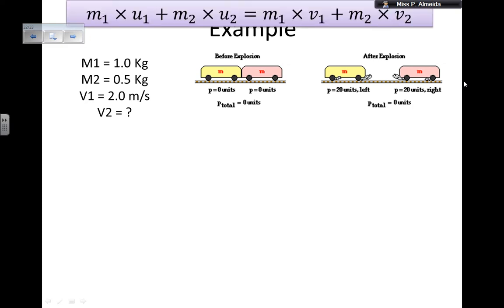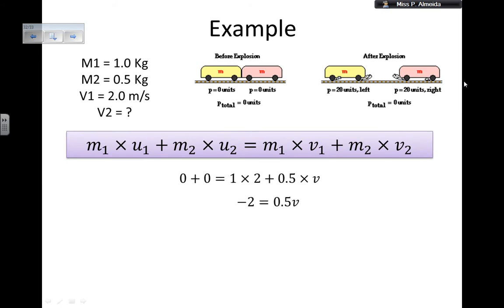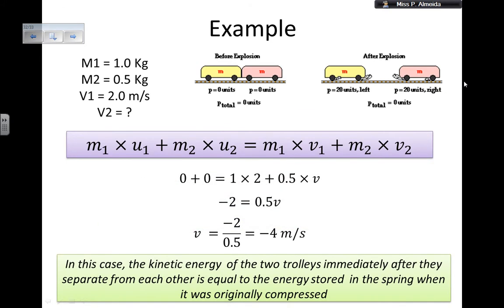So I pick the formula of conservation of momentum and I substitute the values. Mass 1 times velocity 1 in the beginning plus mass 2 times velocity 2 in the beginning equals mass 1 times velocity 1 at the end plus mass 2 times velocity 2 at the end. In the beginning, the two trolleys are stationary, so their velocities are 0, so multiplying a mass by 0 gives me 0, so initially I get a momentum of 0 plus 0, which is equal to 0.